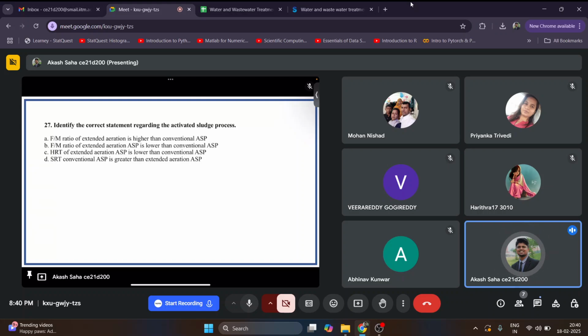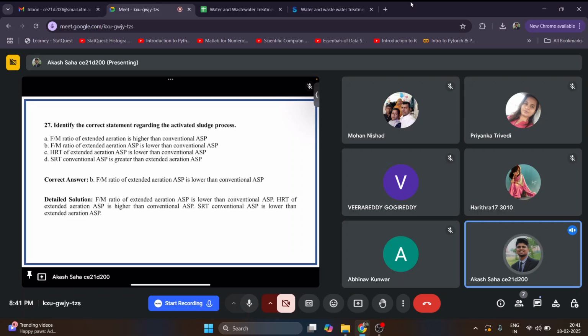So the sludge retention time should be more for extended aeration only. And if we talk about F by M ratio, the F by M ratio will be lower. Why? Because the amount of food that we are providing with respect to the microorganisms will be lesser in the case of extended aeration. For a long period of time the microorganisms will be taking the food, and after a point of time it will go to endogenous respiration. So the food concentration will be comparatively lower in extended aeration. That's why option B is the correct answer.